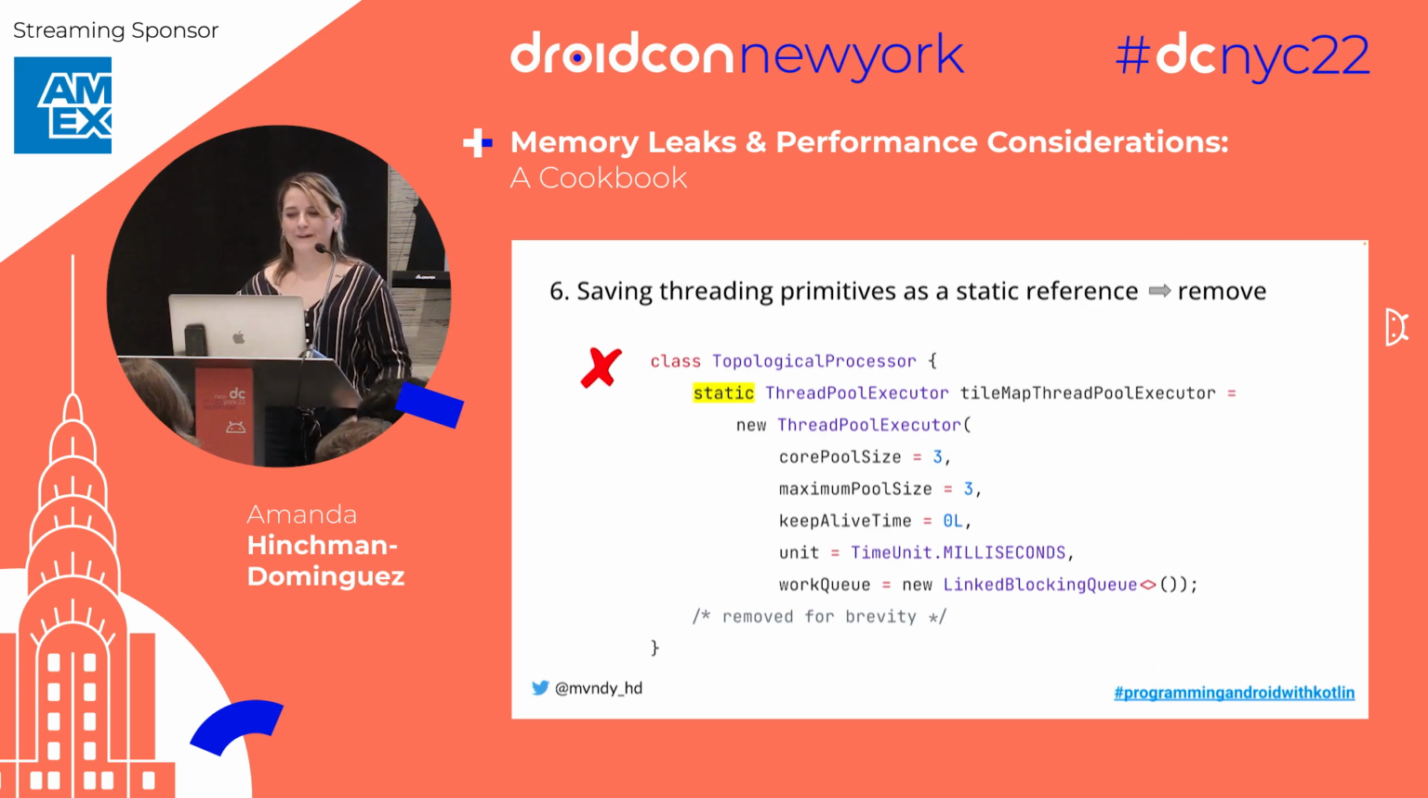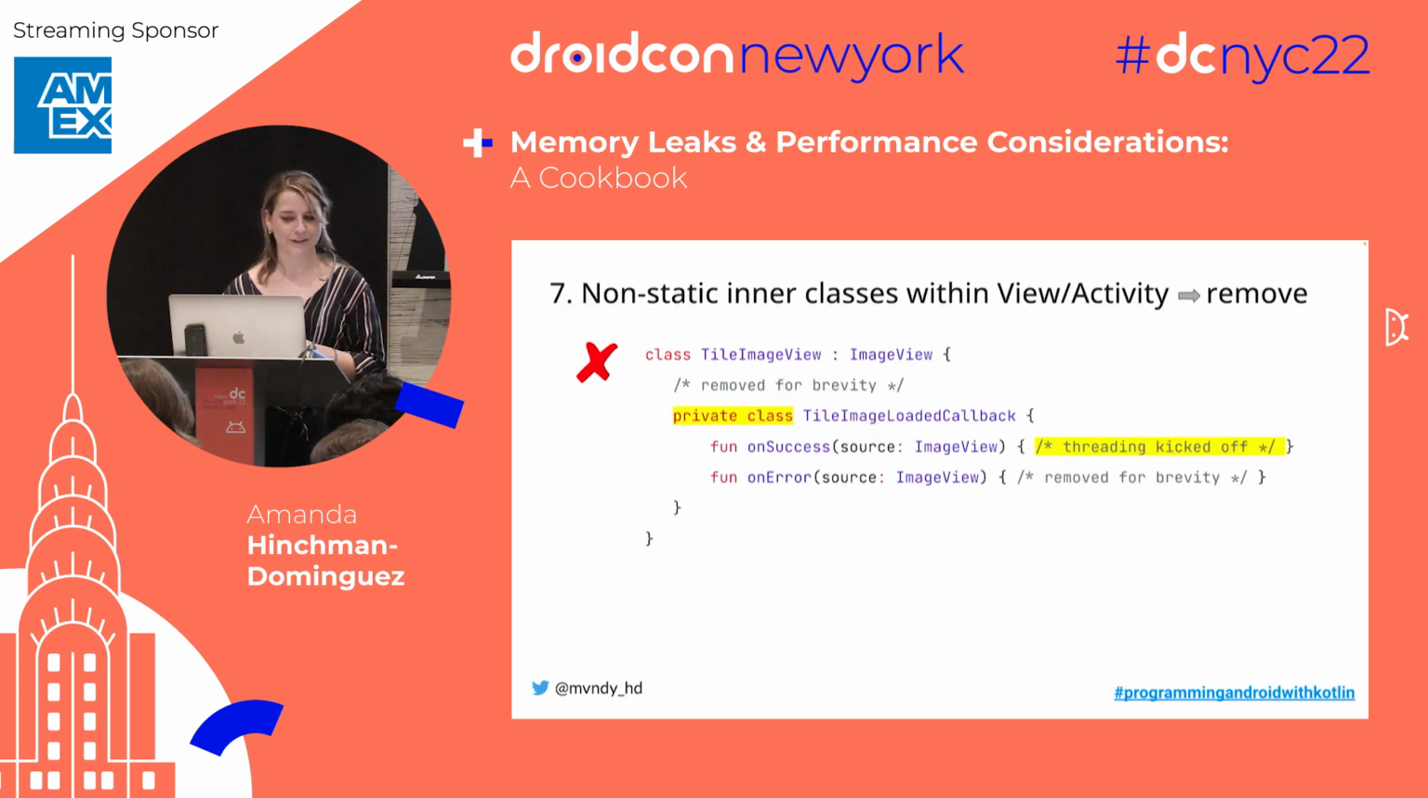Okay, remember how static references never get garbage collected? Avoid saving data threading primitives statically as well. This is something that I think people don't think about a lot. In this particular example, this is a thread pool executor. Thread pool executors are massive. They have their own thread pools, and holding it statically is just going to take up a whole lot of memory in your application. Just don't do it.